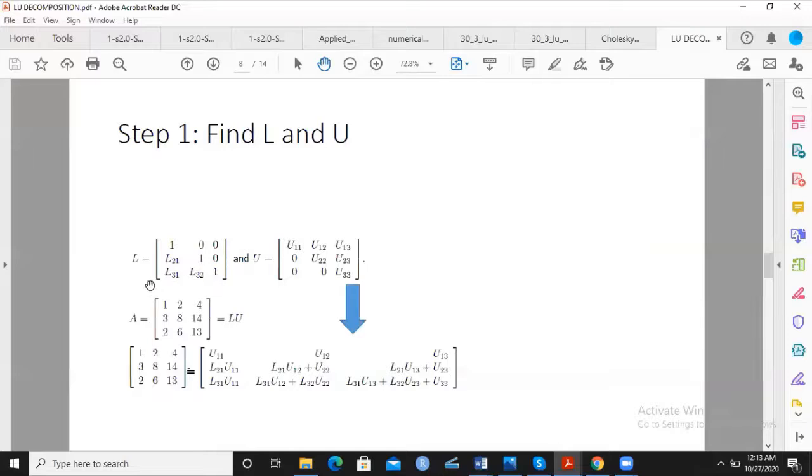Similarly, let me just jump to the last step. Third row, third column: L31 U13 plus L32 U23 plus 1 times U33. So you will get this entry. Now you have 9 values here and 9 values here, and you are claiming that these two matrices are equal. Then their corresponding entries must be equal. So you have U11 is equal to 1, U12 is equal to 2, U13 is equal to 4, and similarly the last entry is equal to 13. This entry is equal to 2.